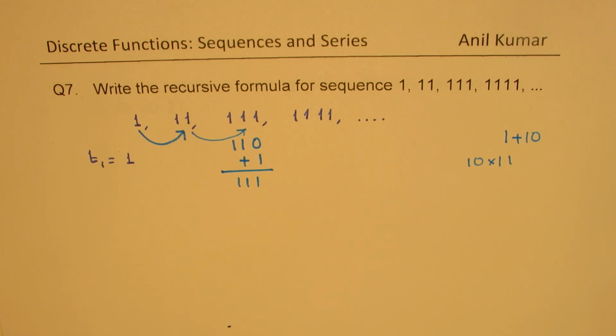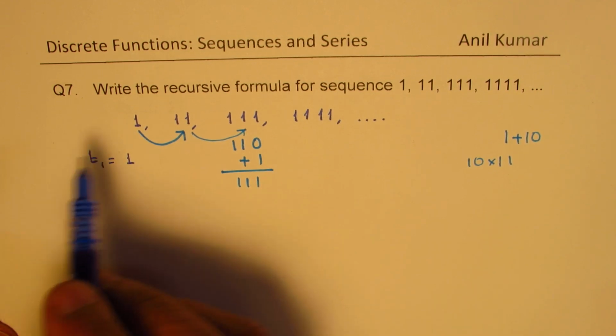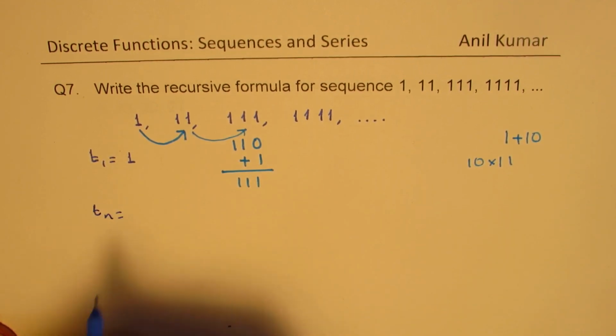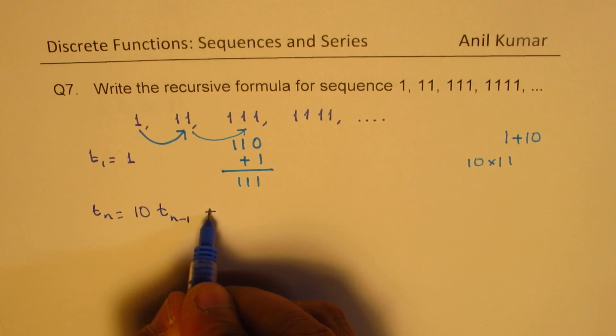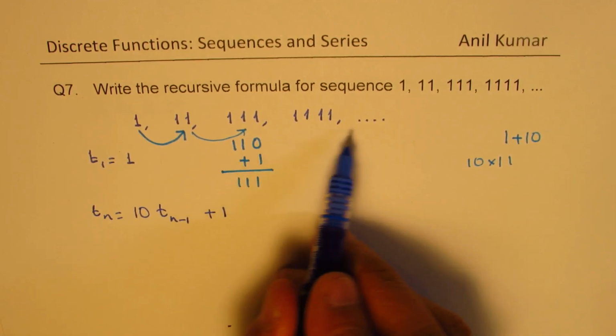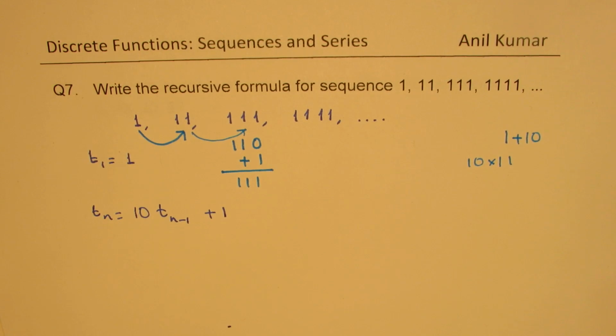So if I think like this, I get my formula, right? What we are doing here is we are just multiplying the previous term by 10 and then adding 1, right? So if the first term is t1, then tn could be equal to 10 times t(n minus 1) plus 1. So that is going to give us this particular sequence. Is that clear to you? So that is how we could generate a recursive formula for the given sequence.